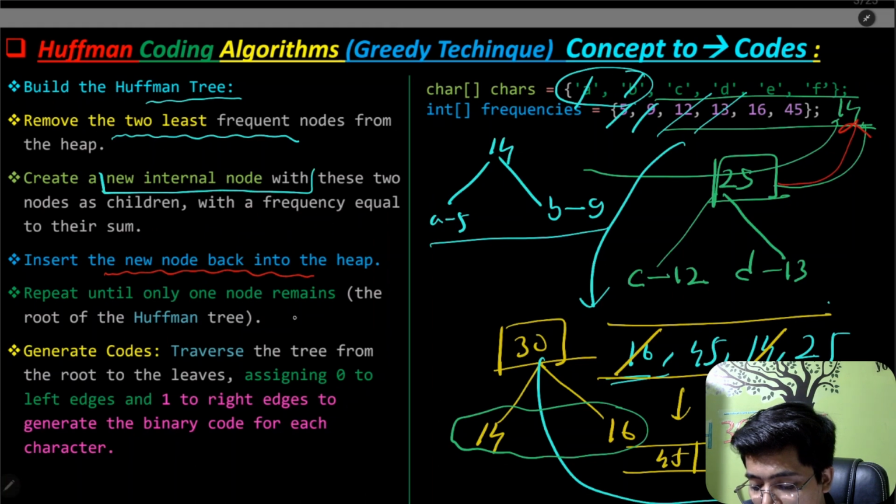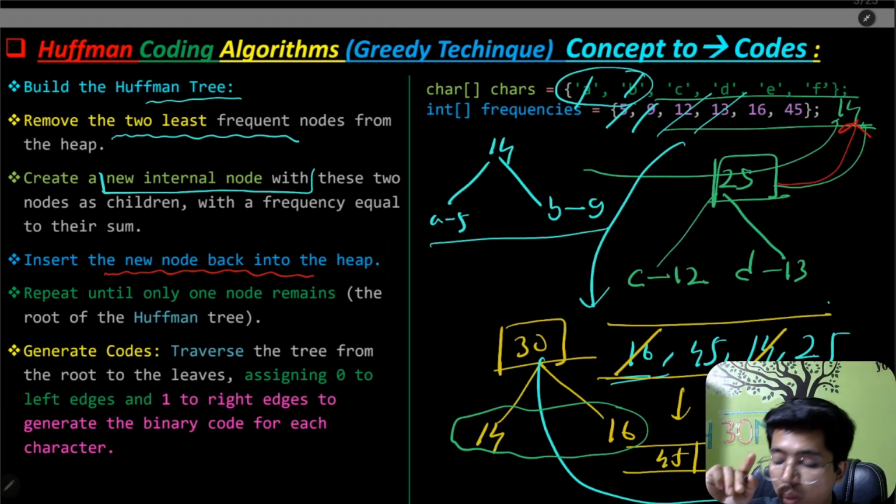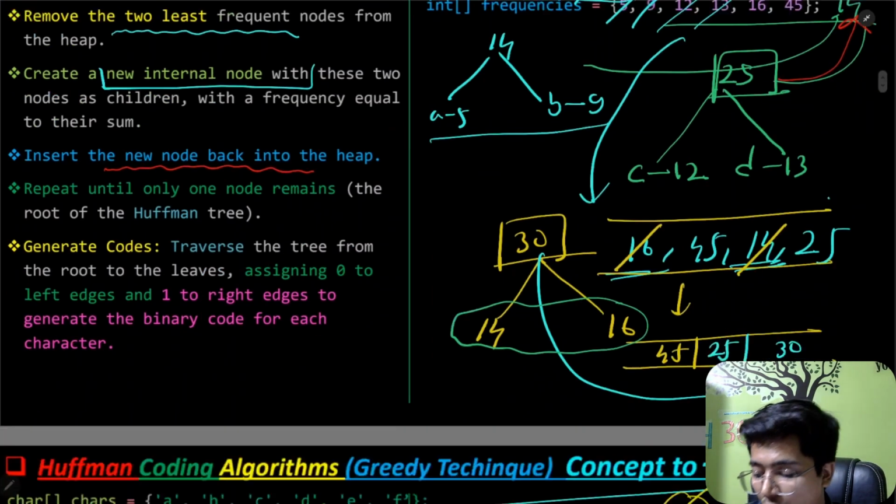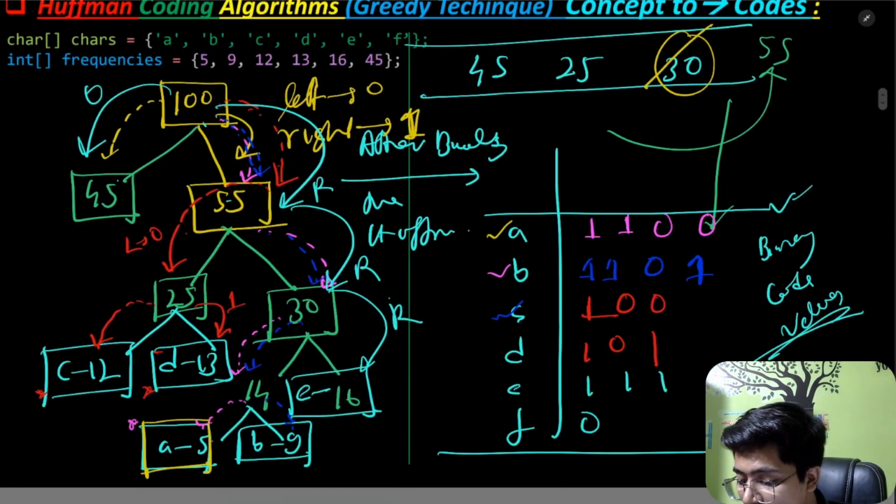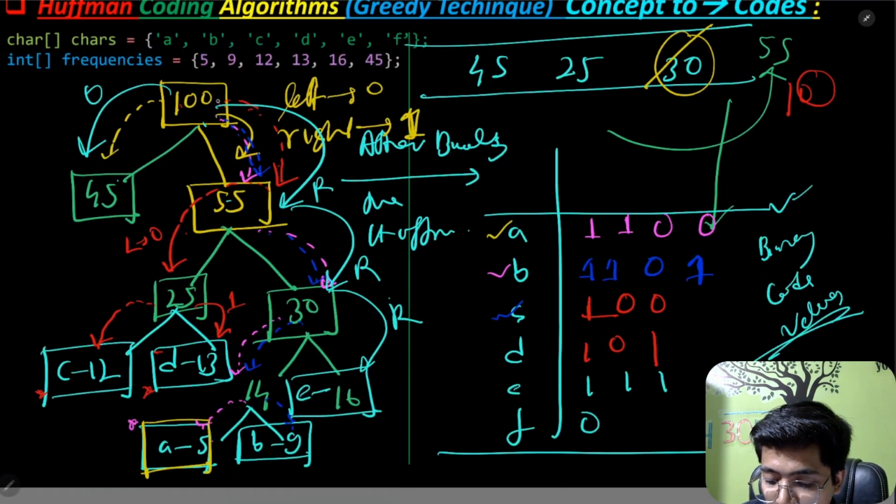Repeat until only one node remains. So we'll be repeating until only one node remains, and observe, at the end we continue till we got 100. When we got the 100, the highest value, this is when only one node remained. Then we stopped.